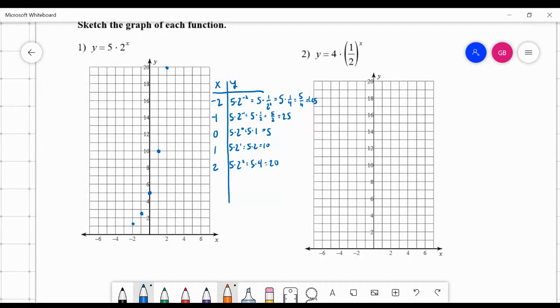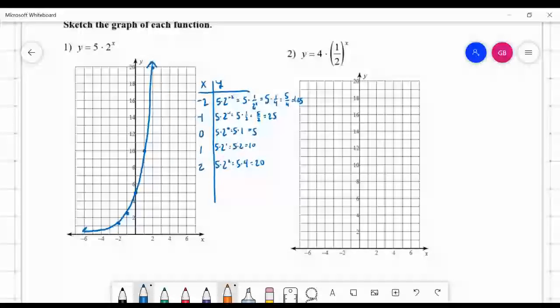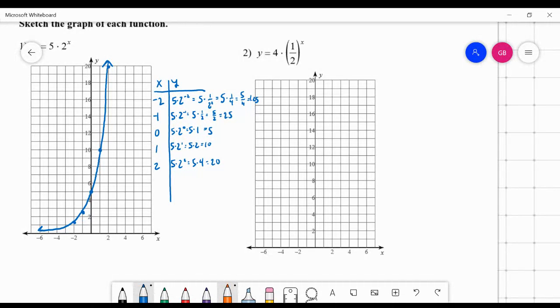So there's the table of values and the graph. Now let's just connect it with a nice smooth curve. Number 2, again, tables organize the work.